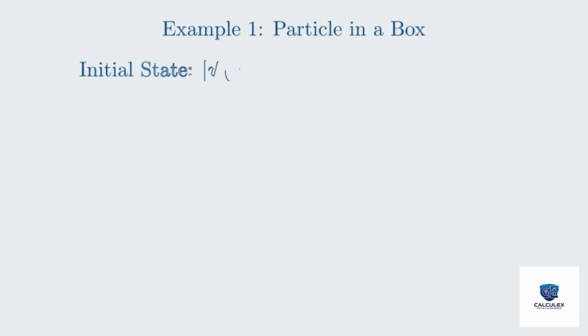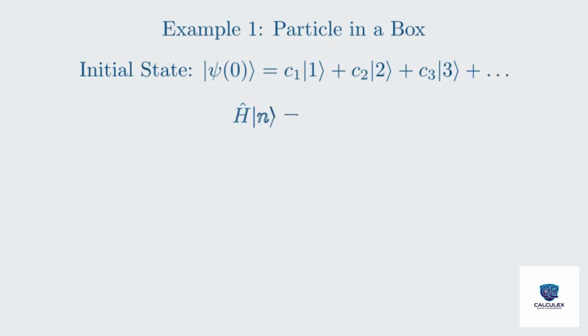Let's apply this to a simple but fundamental quantum system, a particle in a box. The energy levels for a particle in a box are discrete. Let's assume our system starts in an initial state |ψ(0)⟩. We can always express this state as a linear combination of the energy eigenstates |n⟩. The energy eigenstates are special because they are also eigenstates of the Hamiltonian. The Hamiltonian H-hat acting on an eigenstate gives the eigenvalue E_n, which is the energy of that state, times |n⟩. This means that if a system is in an energy eigenstate, its energy is perfectly well defined and its state doesn't change over time, except for acquiring a phase.